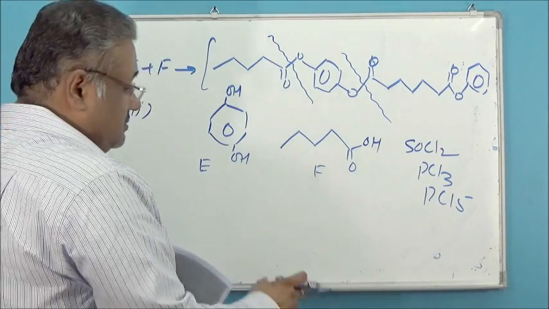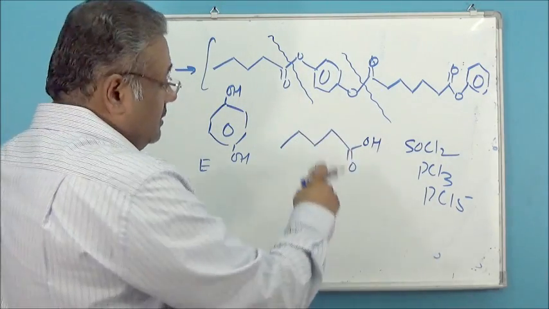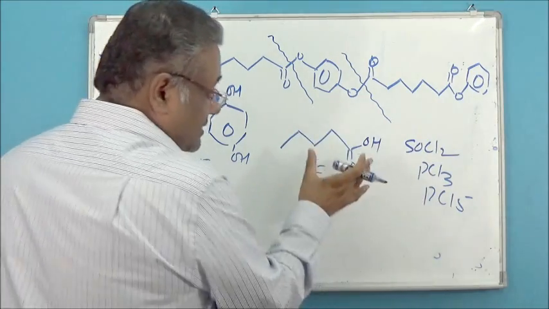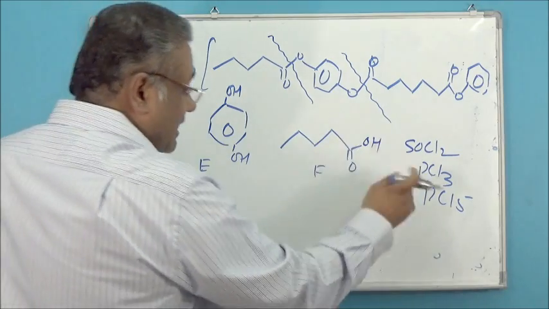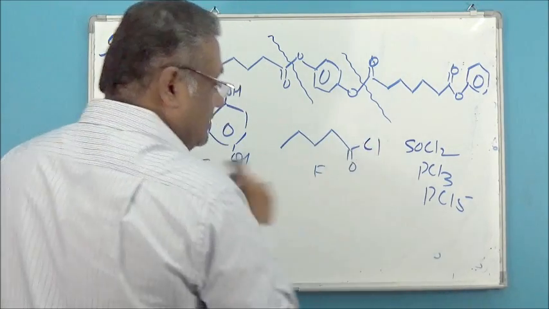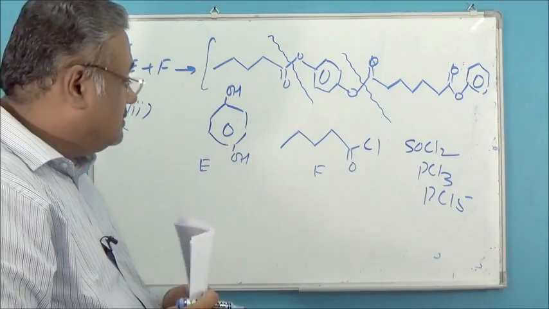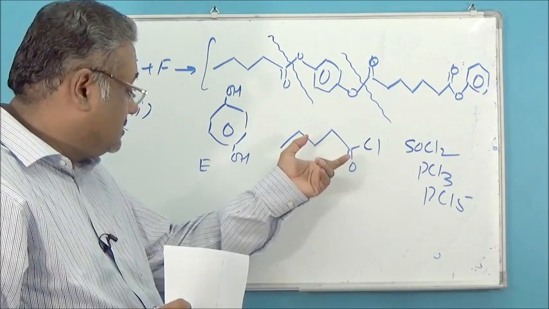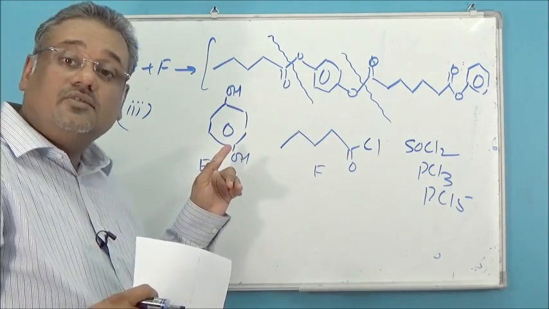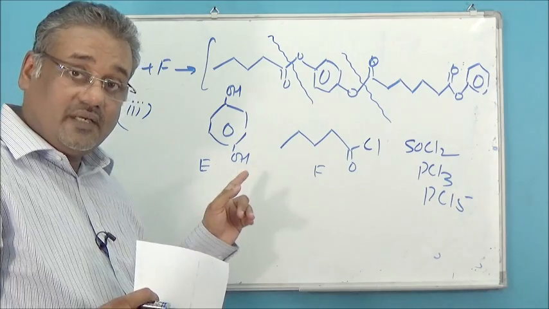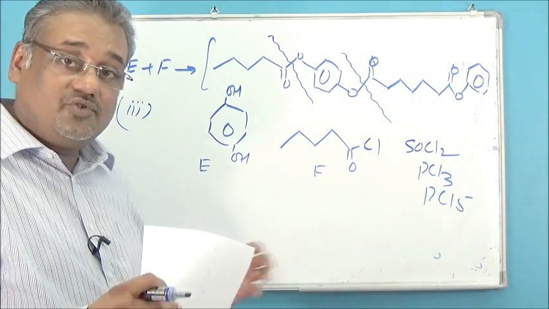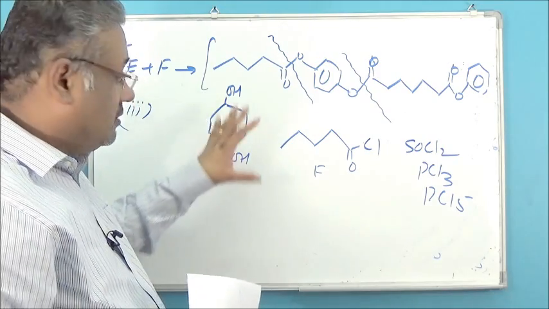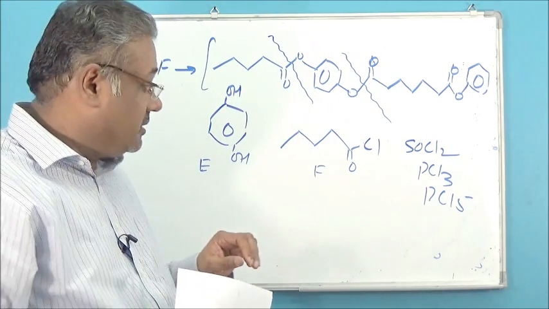So once you do the reaction, your answer should say react F with any of these three, so that you change this to this, and once you have done that, then react this substance with E dissolved in NaOH. Don't forget, phenol is much more soluble in NaOH because NaOH is a much stronger base compared to H2O. So always the solvent here is NaOH all the time.